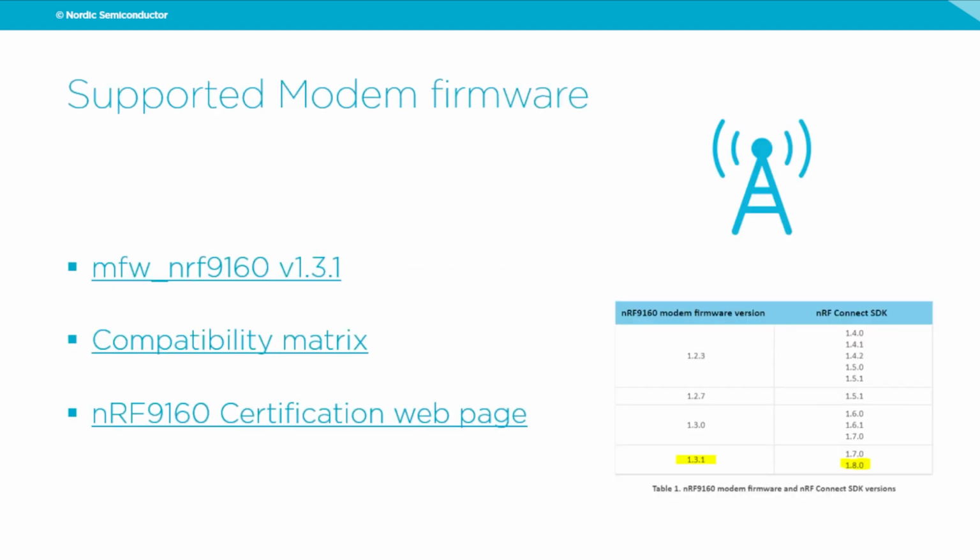Just some links at the end here. We have the modem firmware 1.3.1 changelog, and we have the compatibility matrix, which highlights which modem firmware you should use together with the SDK version. And at the end we have the full list of all the certifications that the 9160 has.